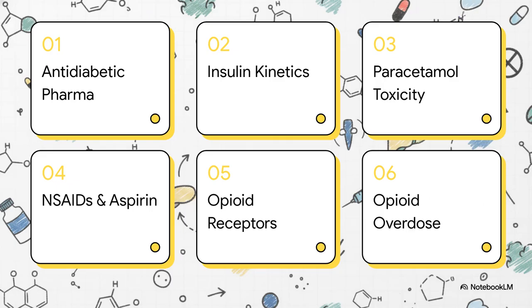Okay, here's our game plan for today. We'll be looking at 1. Advanced anti-diabetic pharmacology. 2. Insulin signaling and formulations. 3. Paracetamol biochemistry and toxicity. 4. NSAID and aspirin mechanisms. 5. Opioid receptors and disinhibition. And finally, 6. Opioid kinetics and overdose. We're basically mentally organizing our pharmacological buckets, moving sequentially from chronic metabolic control right through peripheral pain modulation and wrapping up with complex central neurotoxicology.